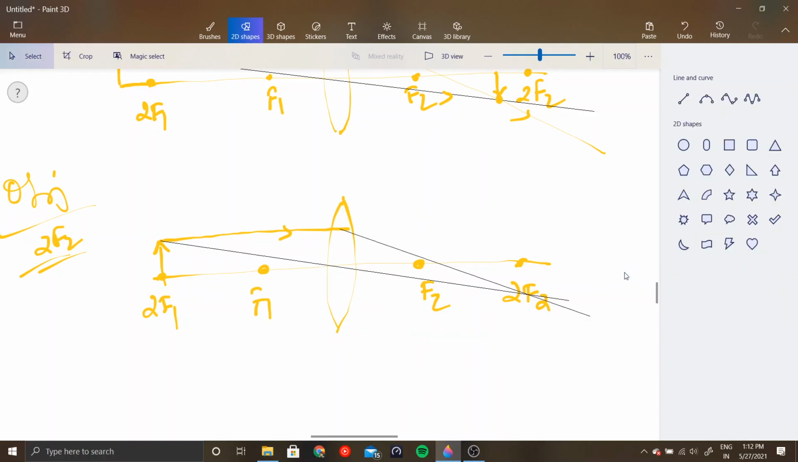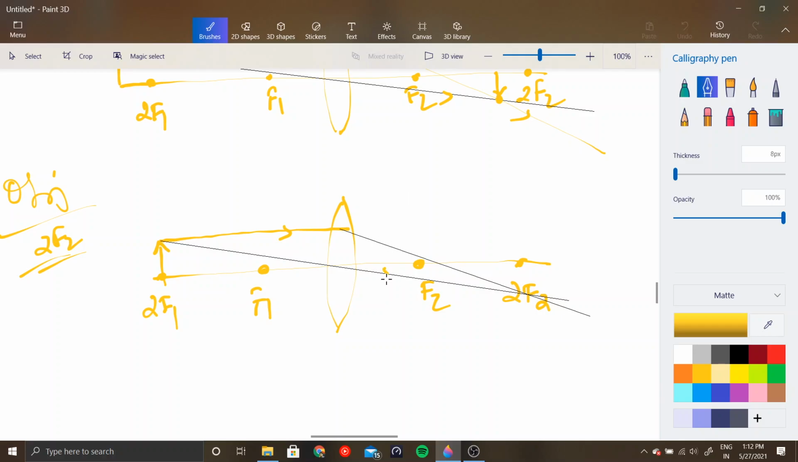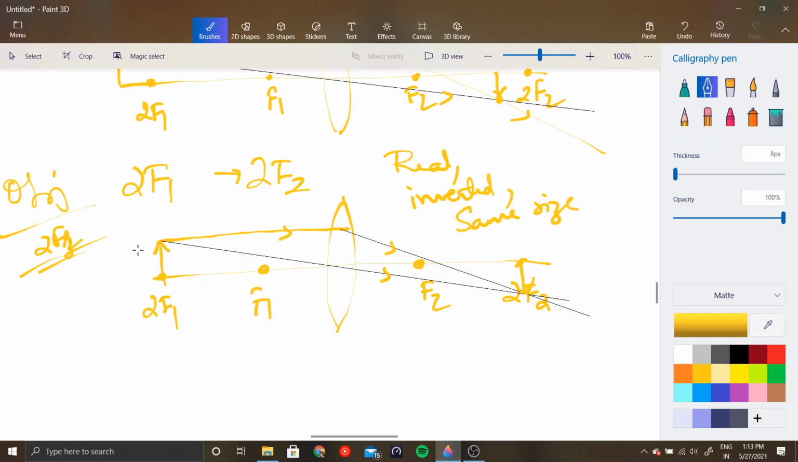So now you see that there are two rays, one here and one here, and they are actually meeting at the second center of curvature. So when the object is at 2f1, the image is formed at 2f2. What do you know about this? This is again real because the rays are actually meeting. It is inverted, yes. It is of the same size, not diminished. Same size as the object. Okay, that's it.